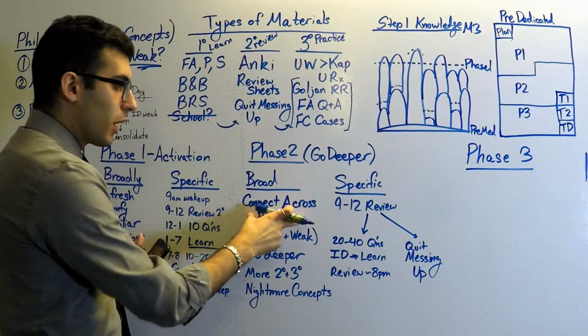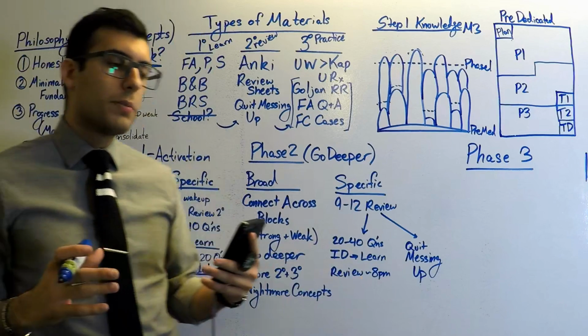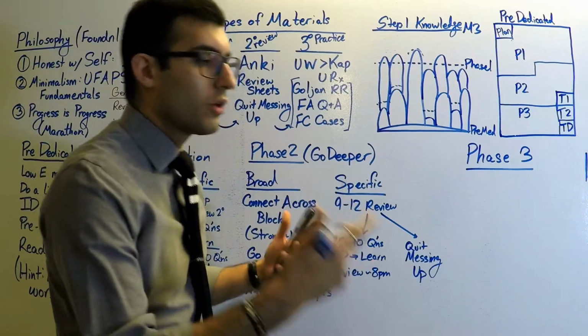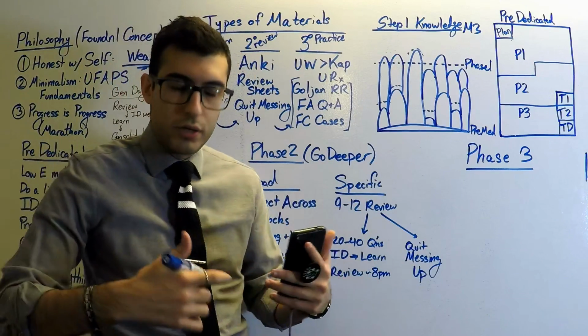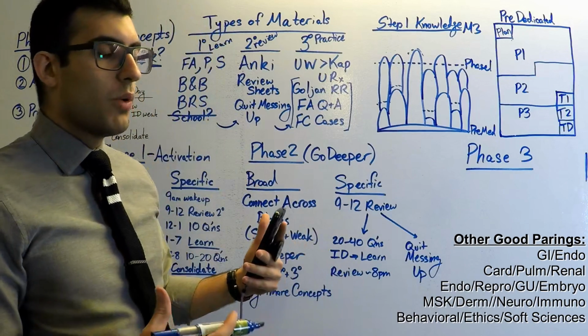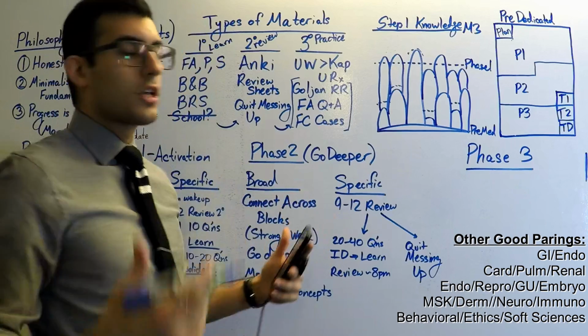You're also giving yourself the opportunity to start connecting across blocks. And I think that's one thing that's really cool about this phase: okay, you've done cardio and you've done pulm and you've done renal. What happens when you put them all together? When you start doing practice problems, summative problems in this section, you won't have the benefit of knowing exactly what type of question this is. You'll be connecting across blocks.